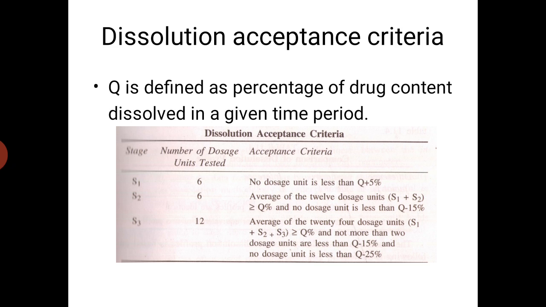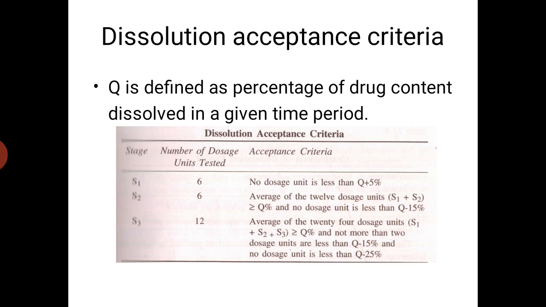Among these, which is right? How do you evaluate? How do you judge the result? Is the dissolution result right or wrong? This is judged based upon the acceptance criteria. Okay.